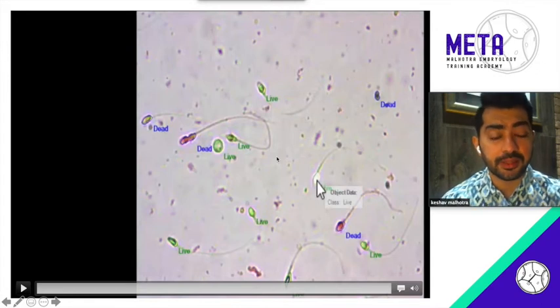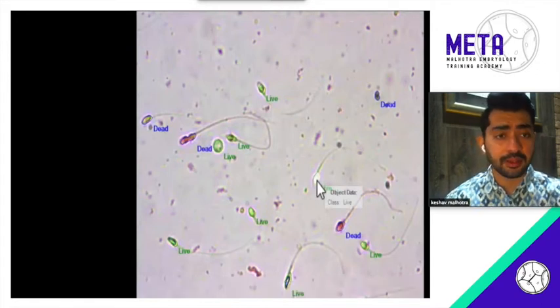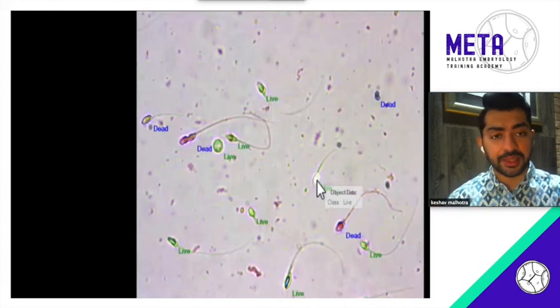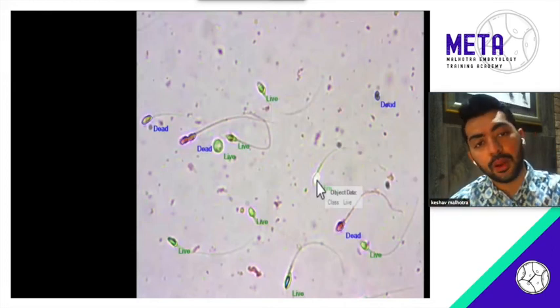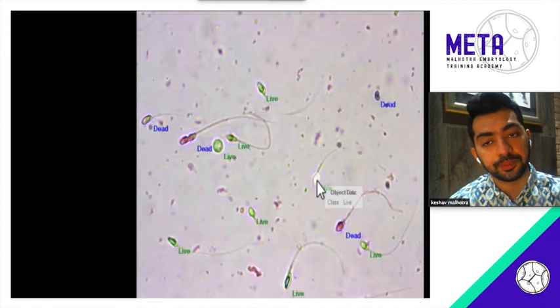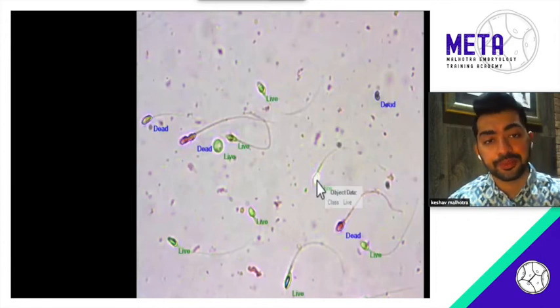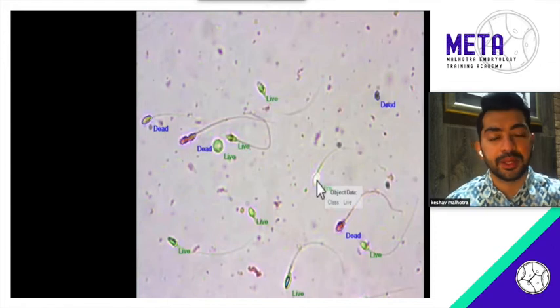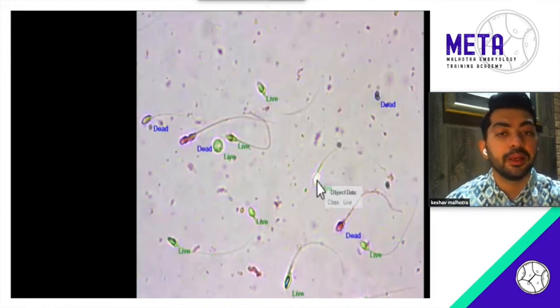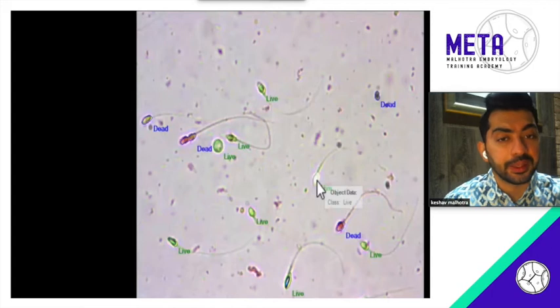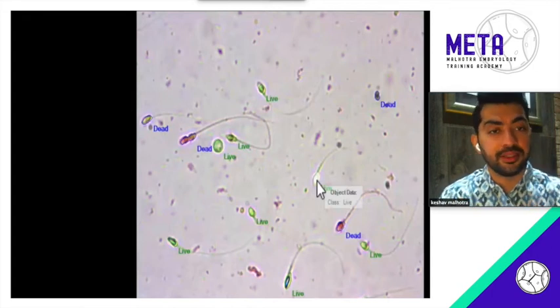The logic behind this is basically, if the sperm membranes are intact, that means it's vital. The stain cannot actually penetrate into the sperm, and that's why it does not take up the stain, and that's why it's classified as live. Once the sperm dies, the membranes lose their permeability, and the stains can easily permeate. So this is how you can actually differentiate.